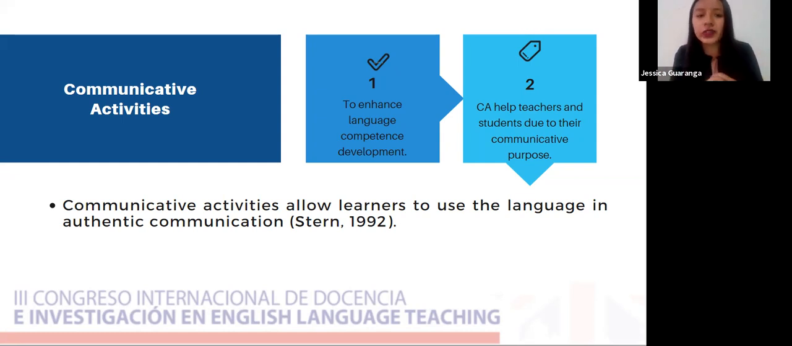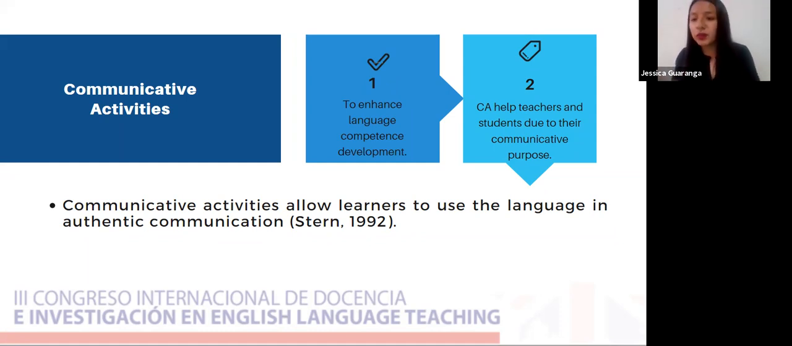As you know, communicative language teaching is mainly focused on the development of communicative competence. For instance, it is quite necessary that learners develop their linguistic, sociolinguistic, discourse, and strategic competence. Besides, it is necessary that in the language learning process, students develop their receptive and productive skills. For this reason, an option of CLT is communicative activities.